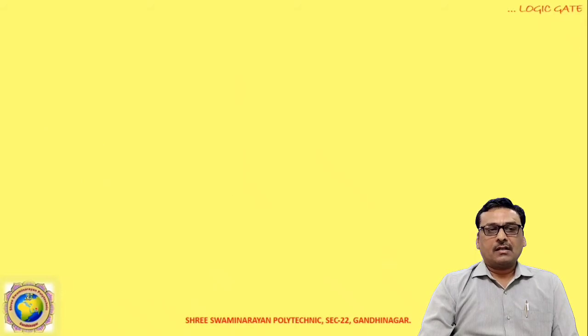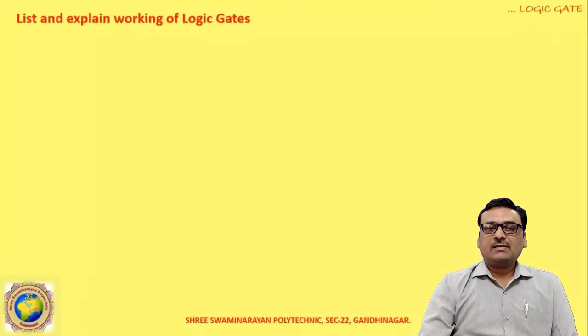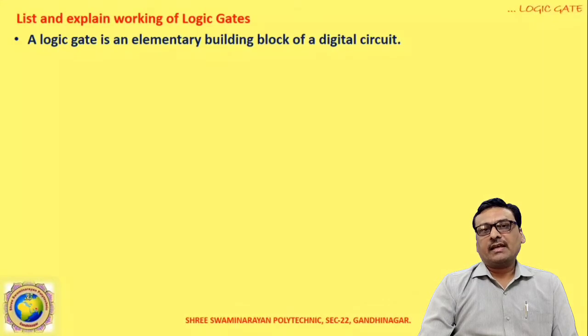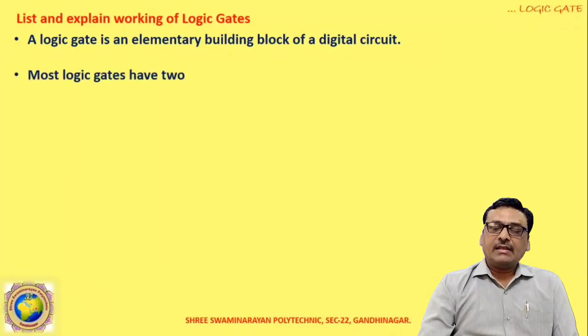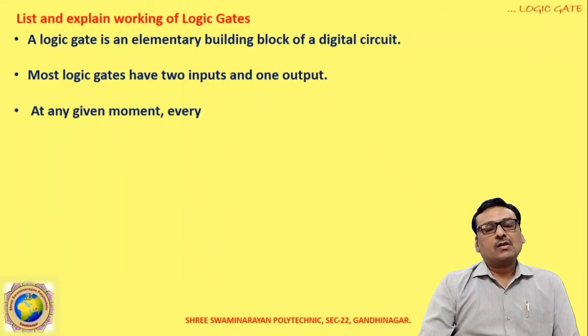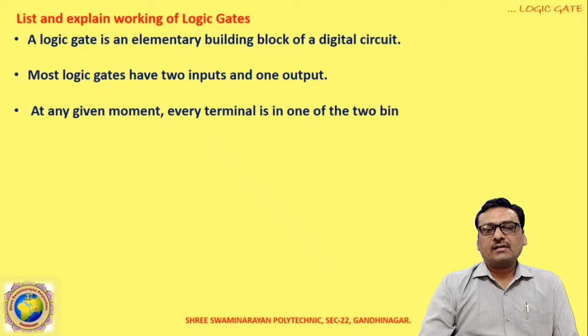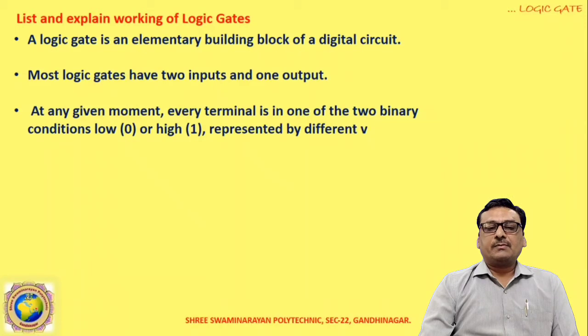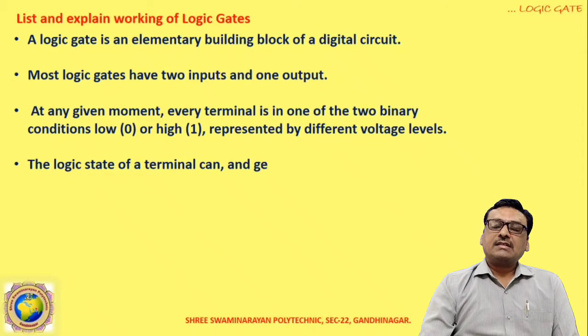So now we start with the list and explain the working of the logic gates. A logic gate is an elementary building block of a digital circuit. Most logic gates have 2 inputs and 1 output. At any given moment, every terminal is in one of the 2 binary conditions, low or high, meaning 0 or 1, represented by different voltage levels. The logic state of the terminal can, and generally does, change often as the circuit processes the data.